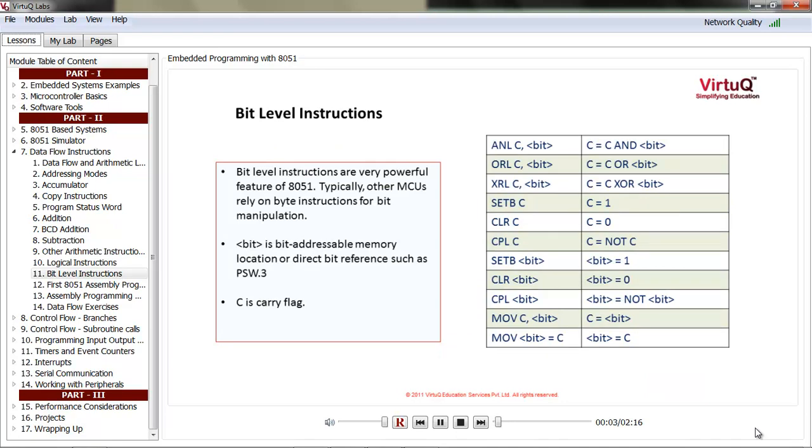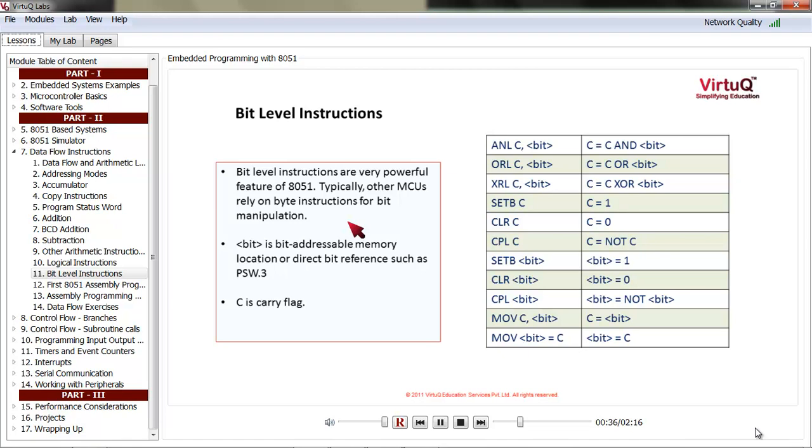8051 has several instructions for bit level manipulation. It's a very powerful feature in 8051. Many MCUs don't have this feature. If you have to rely on byte level instructions to do bit manipulations, then it's going to be expensive in terms of number of instructions, which is going to take more memory space. And also it will incur a performance penalty, because if there are more instructions, then it's going to take more time to execute them. So in 8051, bit level instructions are pretty handy.